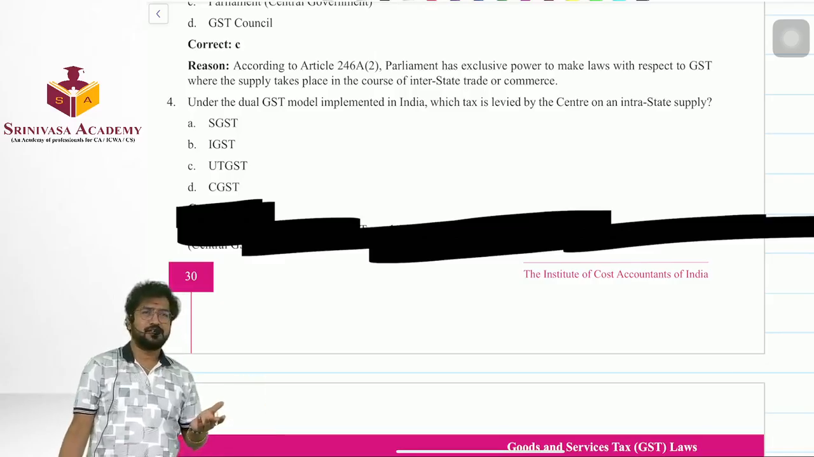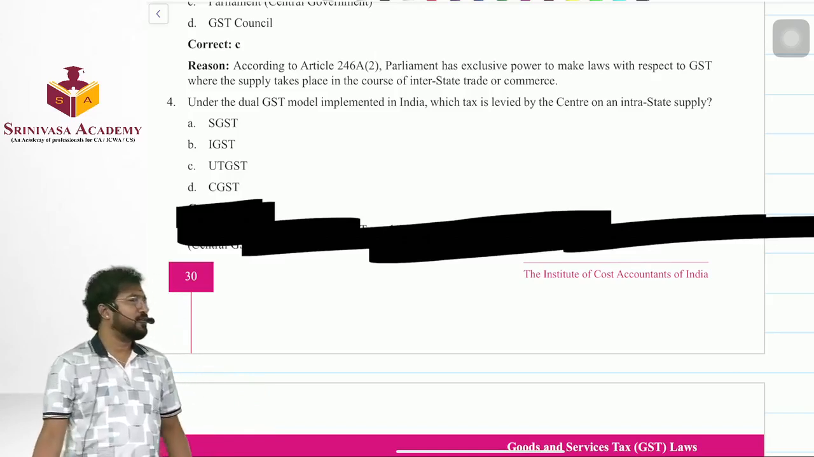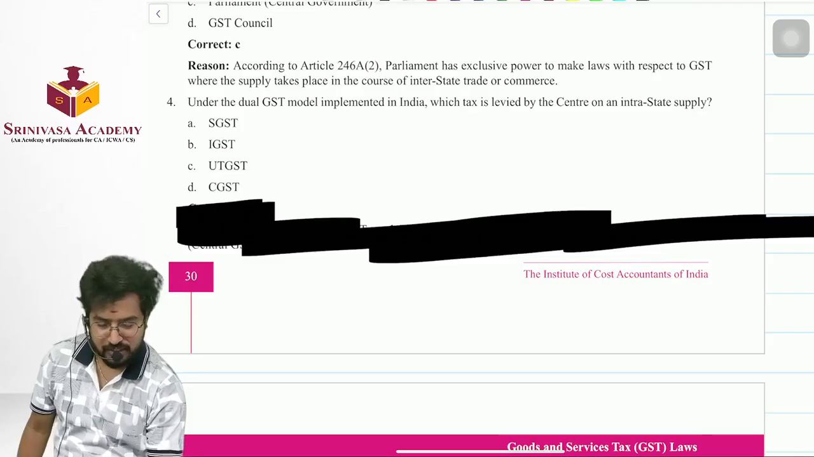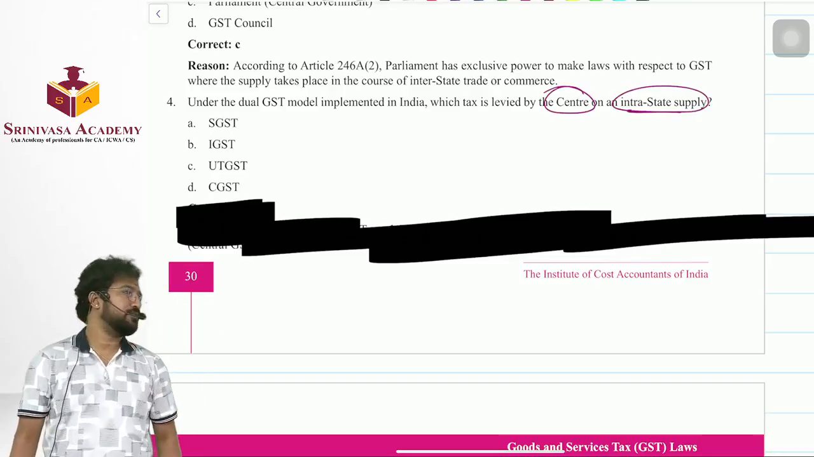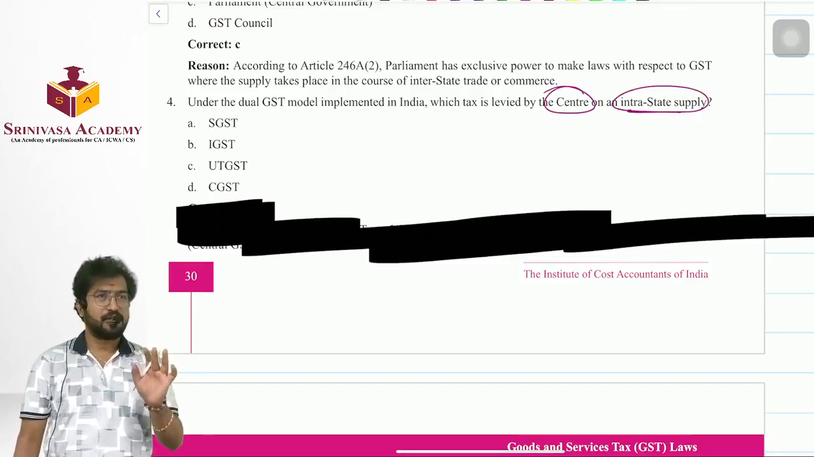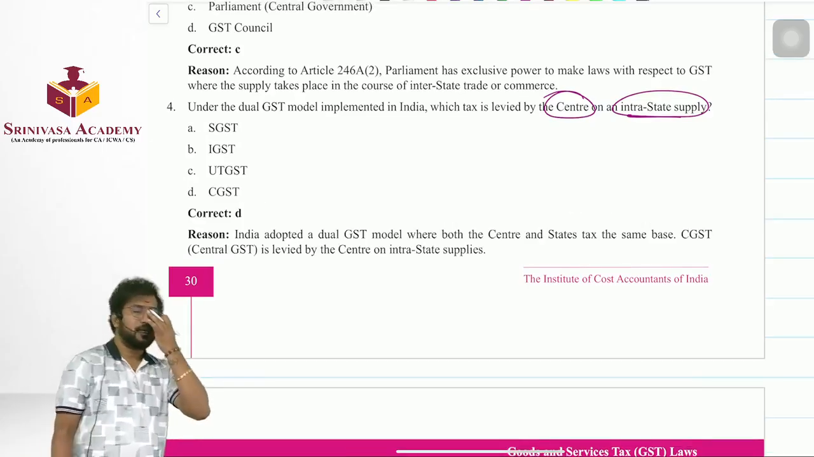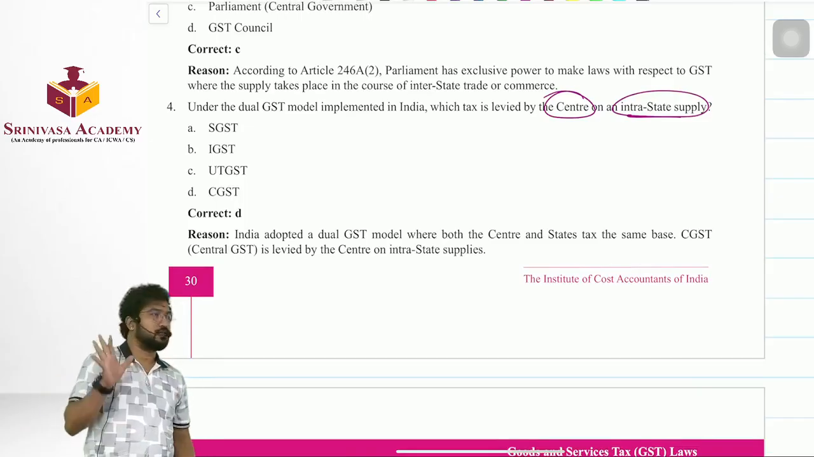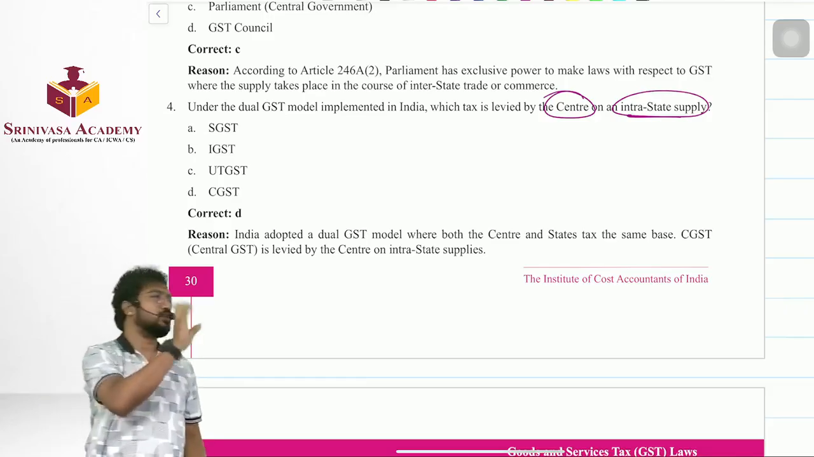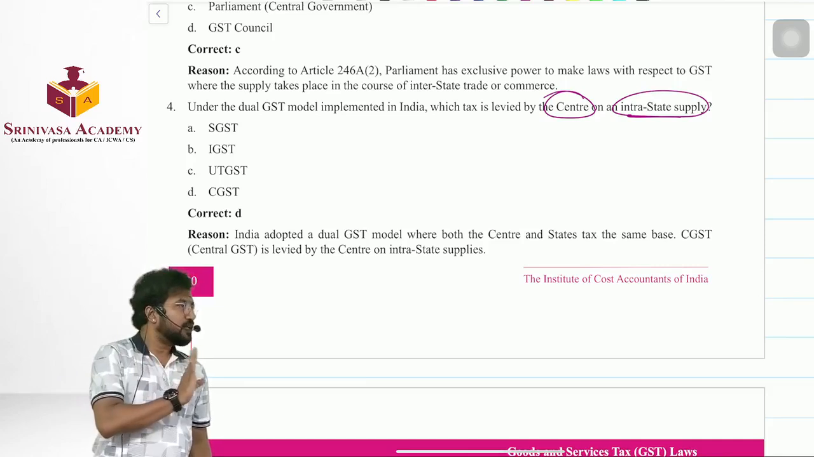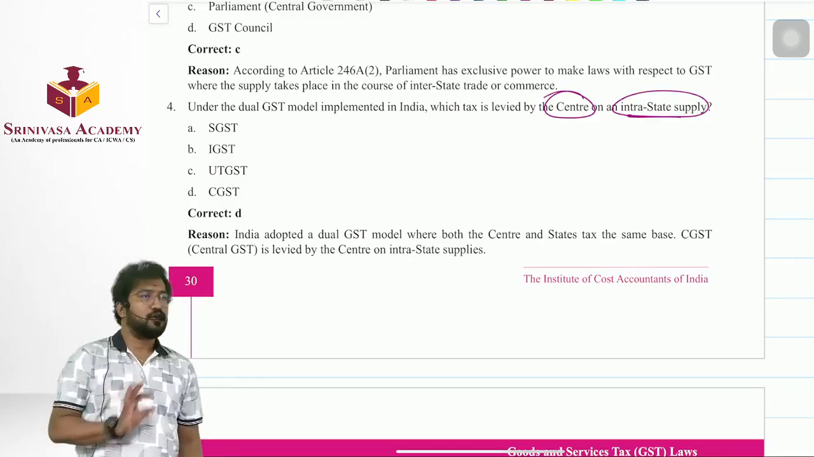Next question: intrastate supply, what does the central government levy? Simple. Intrastate supply, the center will levy CGST. Normally intra means CGST plus SGST. In that, the center will levy what? I repeat, MCQs are the dangerous questions for you in the exam. Why? Because while reading the question, if you make one small mistake, the answer will go wrong. So be careful while reading the question. It is not that you don't know the concept. You know the concept, but you read the question wrong. So please be careful there.